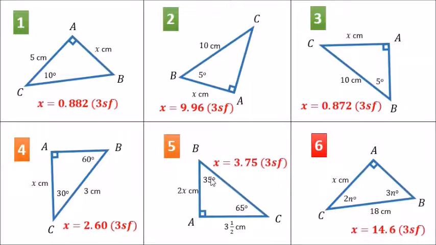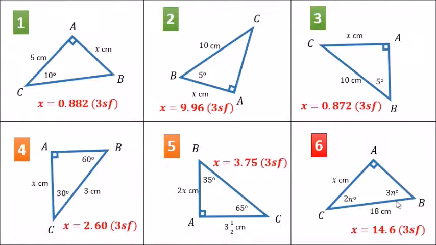Question 5, again, we could use either the 35 or the 65. And the tricky thing here is we have 2x instead. So once we've found out the size of this missing side as a whole, which I recommend doing first, we can then divide the answer by 2 to get an answer of 3.75, to 3 significant figures.